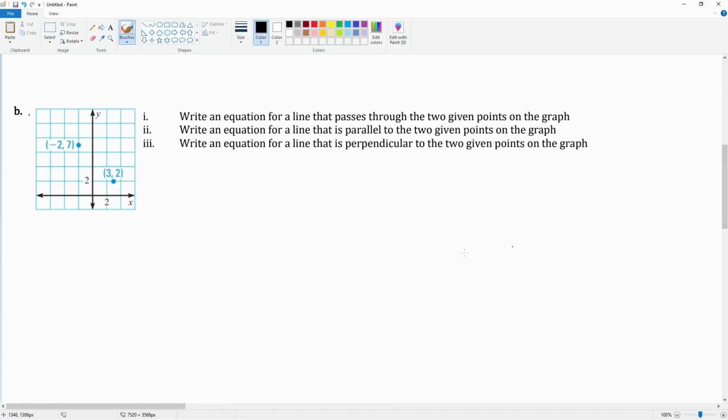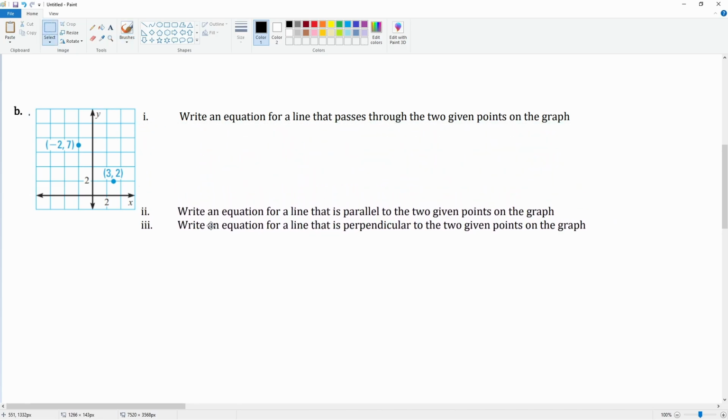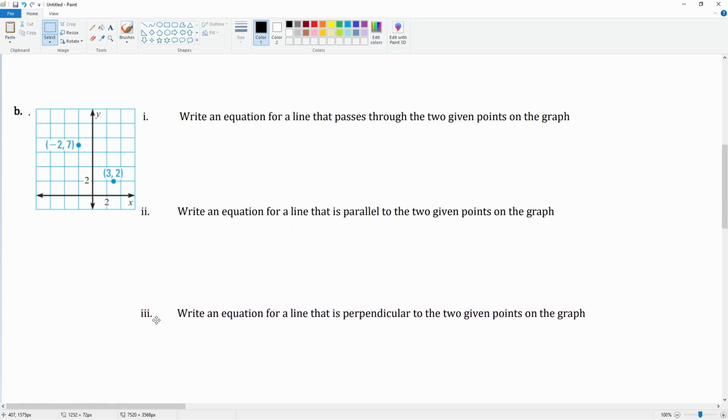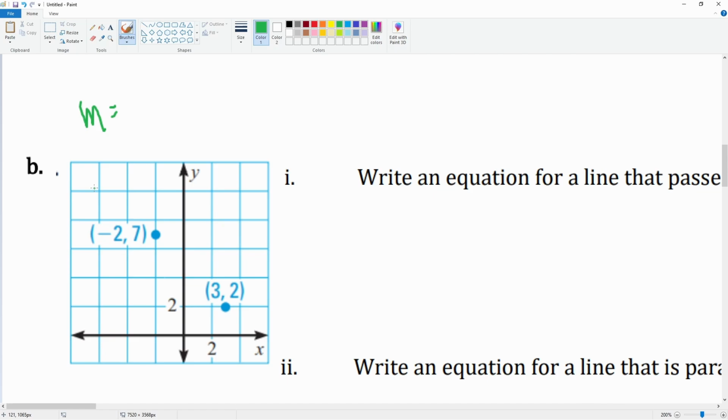Let's look at B here. We now want to do the same process from before. We want to write an equation of a line that passes through these points. We should find the slope first. Let's find the slope. So what is the slope? Let's zoom in closer and see how it changes.